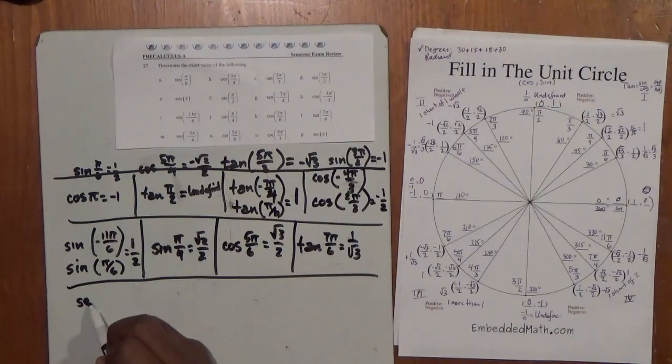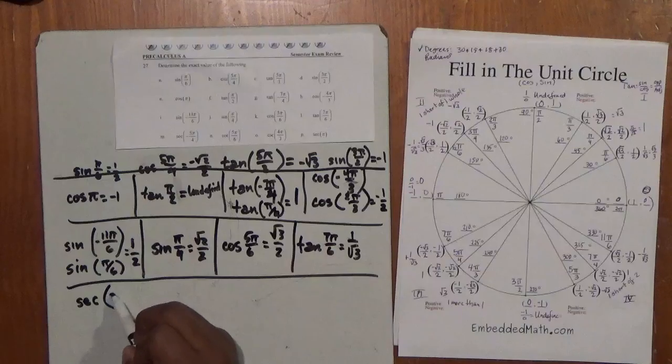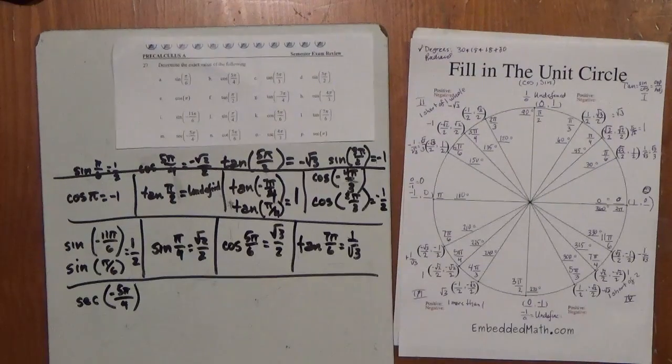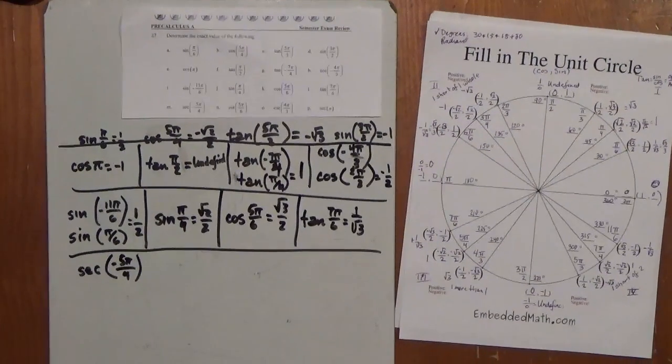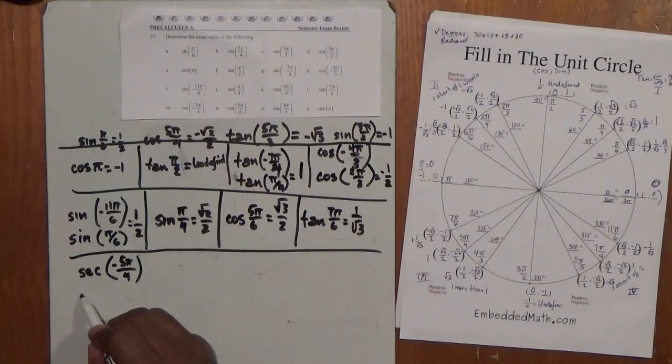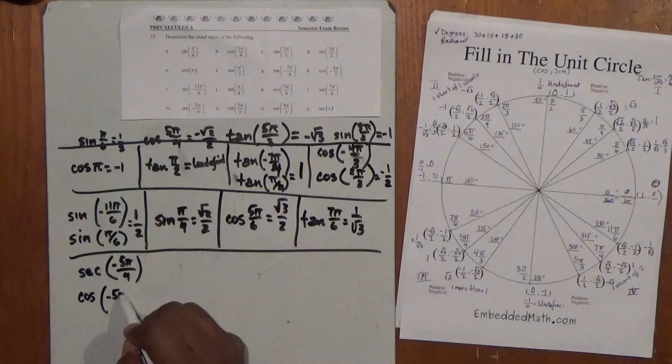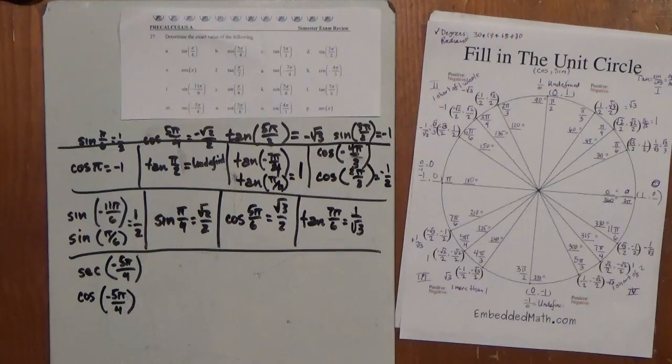All right, keep it going. Secant. Well, this is what I do when I'm doing this problem. I don't try to figure out what secant is right away. I know that the reciprocal of secant is cosine, so I'm trying to find cosine 5 pi over 4 first, and then I'm just going to flip that answer. That's the best way. Well, that's how I like to do it. I know other people will explain it a different way.